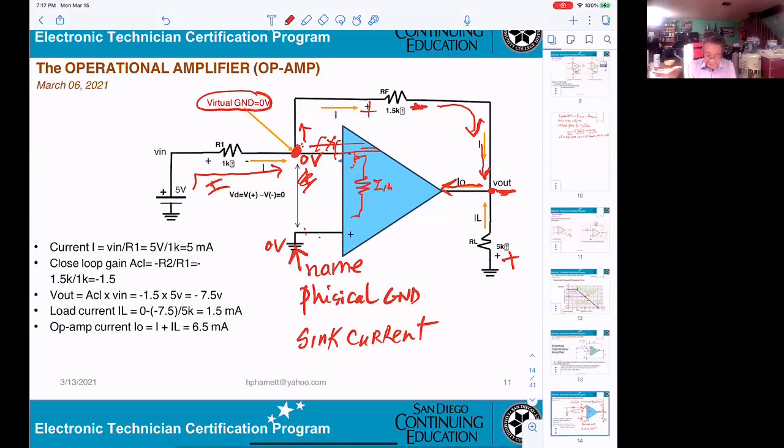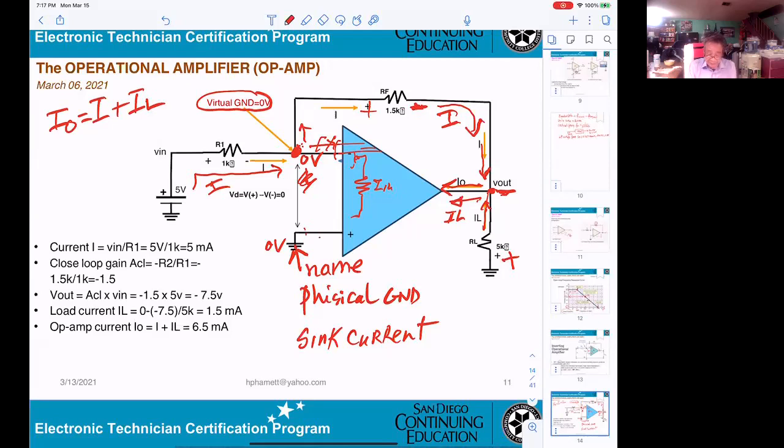Okay? And also you can get the current IL, the load current. When they go up to this point, they will go inside here. So this will be IL. So I and IL, you can see this is the I. This is the IL. So the output current of the op-amp will be equal to I plus IL. Okay?